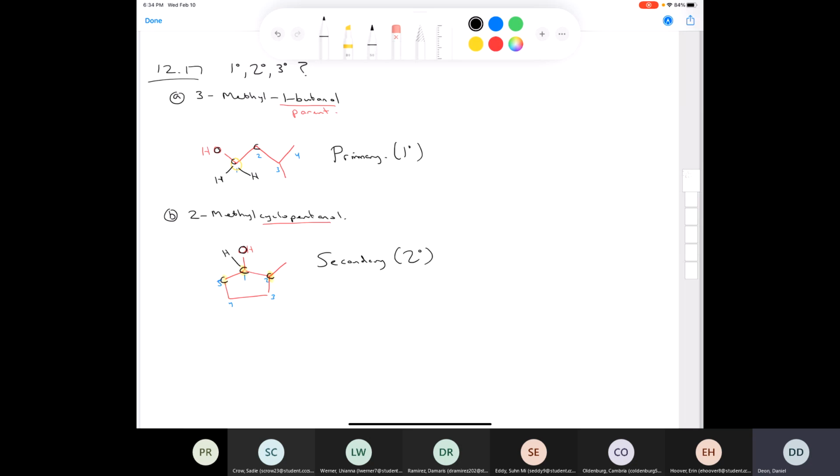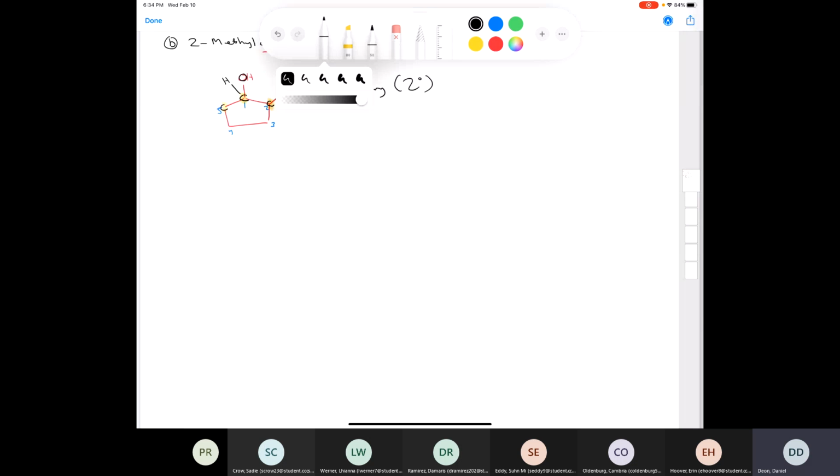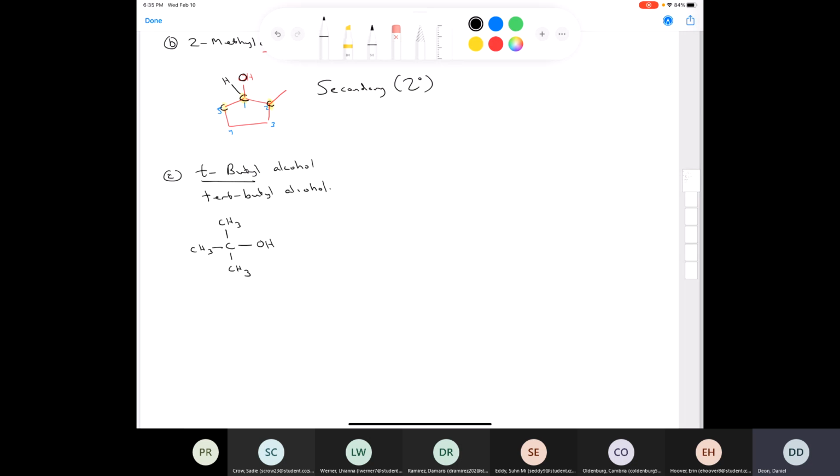Let's try one more. Let's do t-butyl alcohol. The t-butyl stands for tert-butyl. So tert-butyl alcohol is a common name for an alcohol. What do I start by doing? I start by drawing a tert-butyl group. A tert-butyl group looks like this: a carbon with 3 methyl groups attached to it. We went over that in class. And then I have my hydroxyl to make it tert-butyl alcohol. Here's the carbinol carbon, and you can see that it's attached directly to 3 carbons.